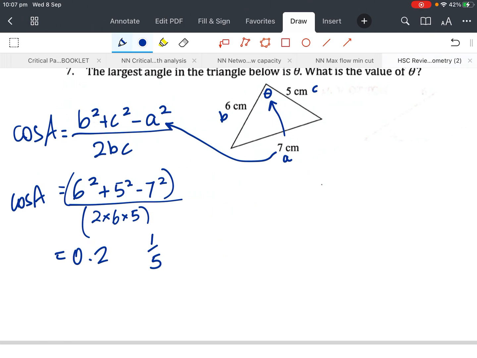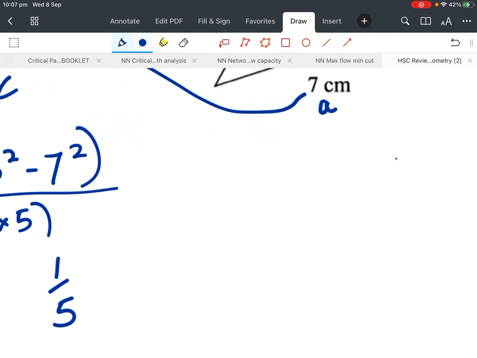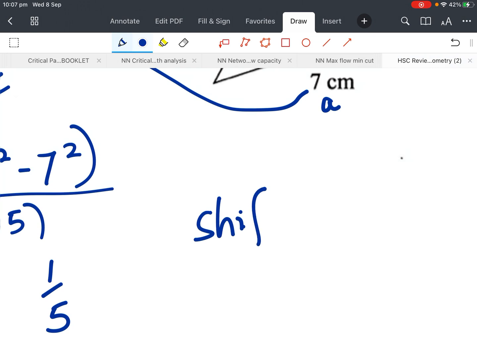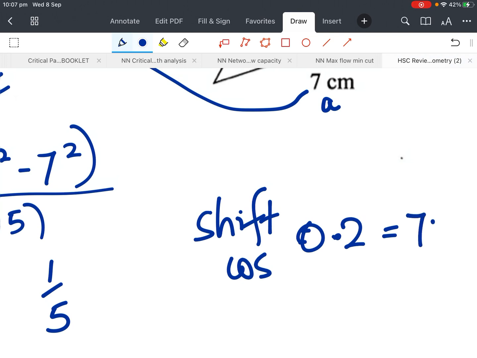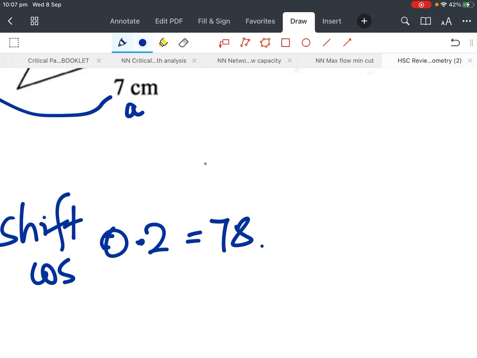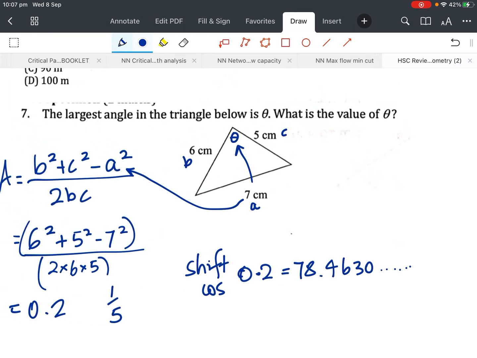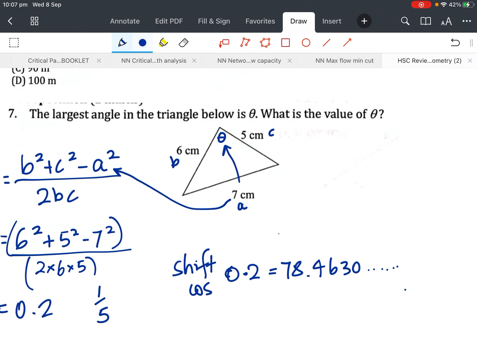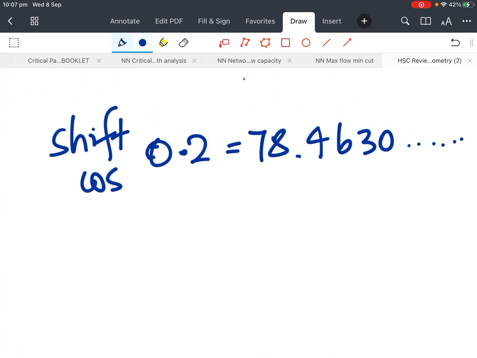I still need to find angle theta, so I must press shift cos, and then 0.2, and then press equals. So I'm going to press shift cos ans equals, and I get 78.4630... Read the question. It doesn't actually say whether it's degrees or minutes, so I'll give you both.